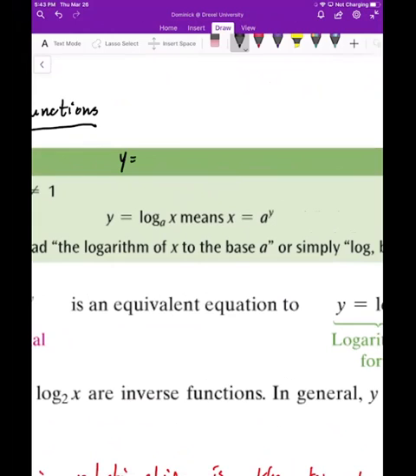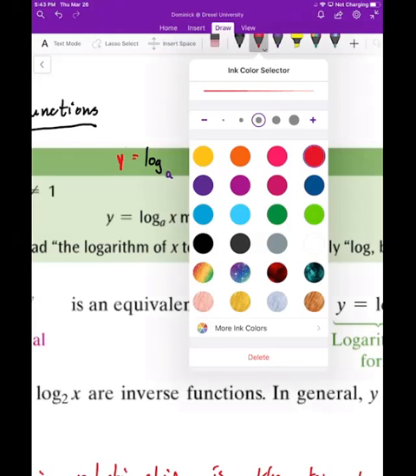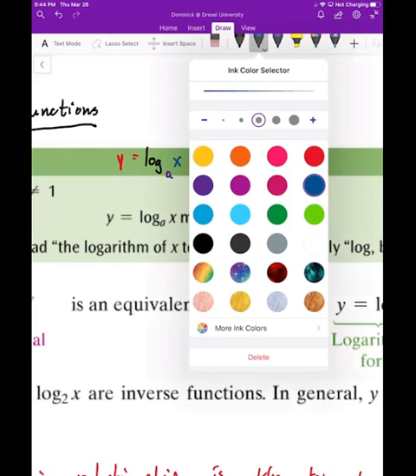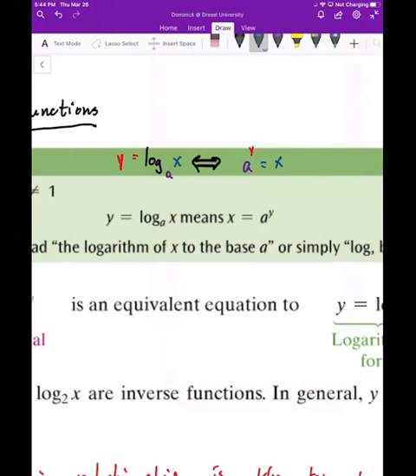So if you have the function y equals log base A of x, and I actually think I want to do some color coding here. So let's say y equals log base A of x. All right, now this is equivalent to saying A to the y equals x, right? So these are equivalent statements.